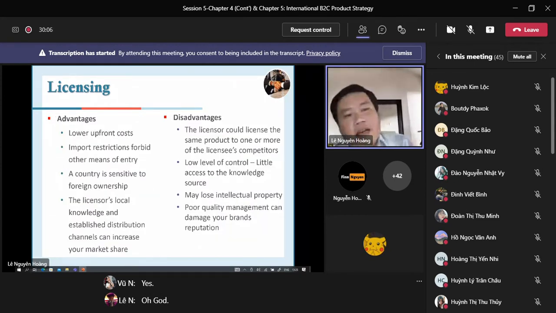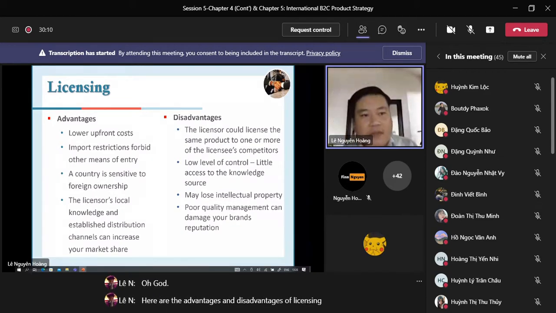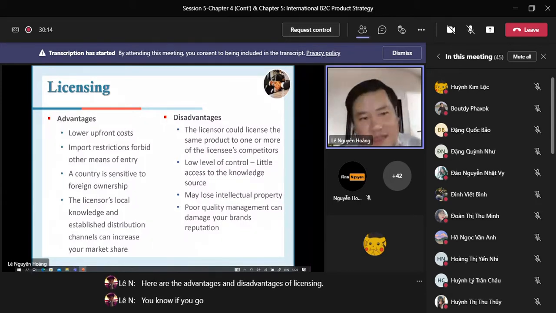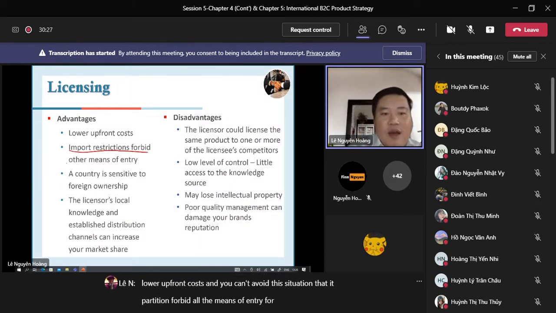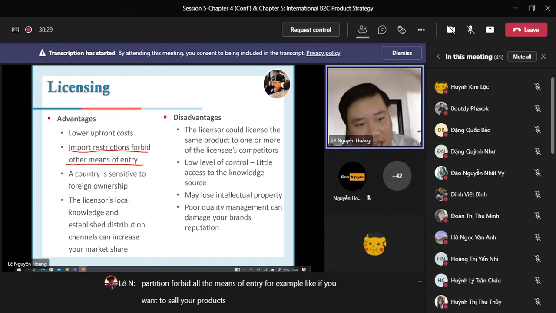And here are the advantages and disadvantages of licensing. If you go for licensing, you can achieve a lower upfront cost, and you can avoid a situation where importation forbids other means of entry. For example, if you want to sell your products in the US market, you need to look for a licensor.